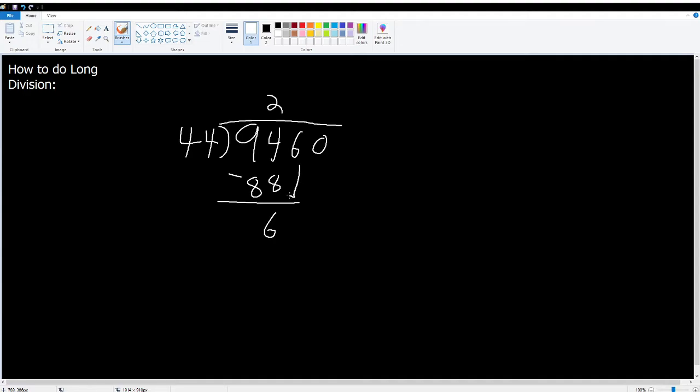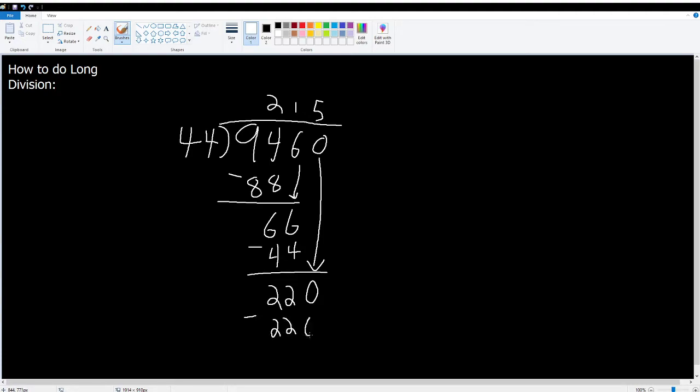You pull down the next number, right? As usual. 44 goes into 66. How many times? Well, 1 time, right? If I do 2, it'd be too much. It'd be 88. So 66 minus 44 is 22. Pull down the number again from the right within the dividend, right?